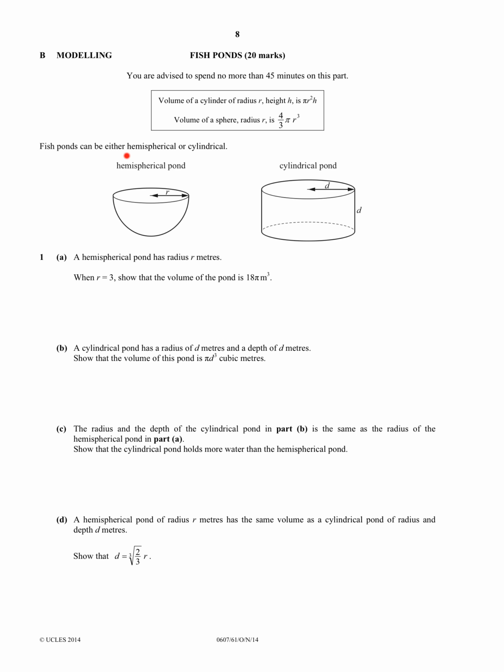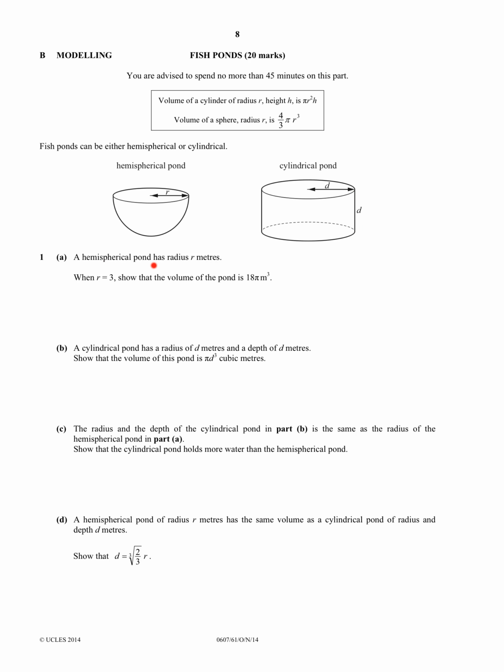So fish ponds, hemispherical or cylindrical. That's a hemispherical one, nice diagram, and a cylindrical one. Quite interesting here that it's saying that the d value, interesting they use d, which is a radius, is the same as the height of this. And we'll come to that later.